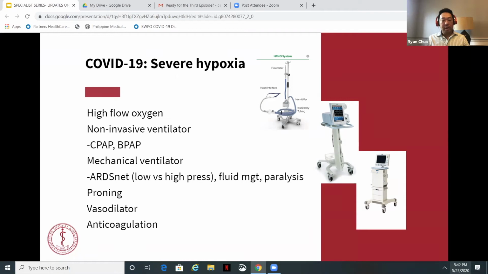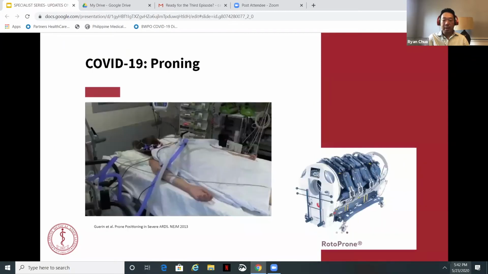So other techniques to improve oxygenation would be proning, vasodilation with things like NO or Veletri, and even providing anticoagulation for people that we suspect have pulmonary embolisms. Next slide, please. So this is a slide that shows proning.